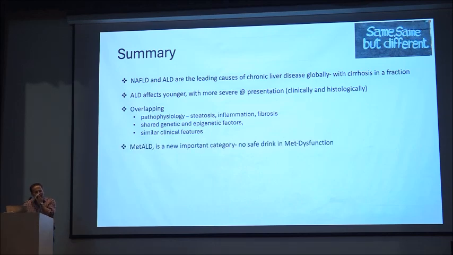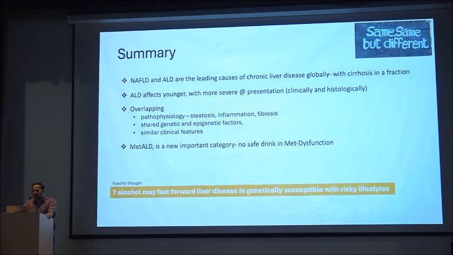The term MET-ALD is a new important category. There is no safe drink for patients with metabolic dysfunction, metabolic traits. And just food for thought, alcohol may fast forward fatty liver disease in genetically susceptible persons and those with risky lifestyles, because that develops at 50, this develops at 20 to 30, 40. So possibly it fast forwards.